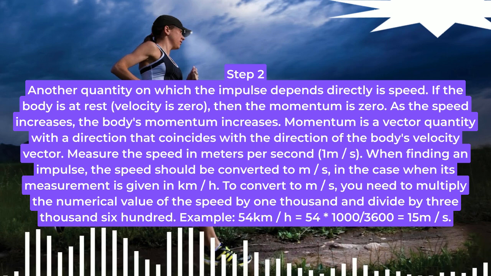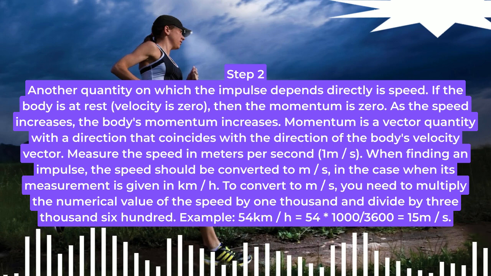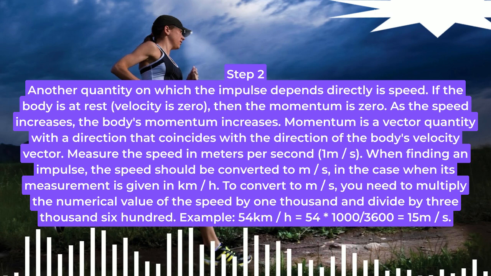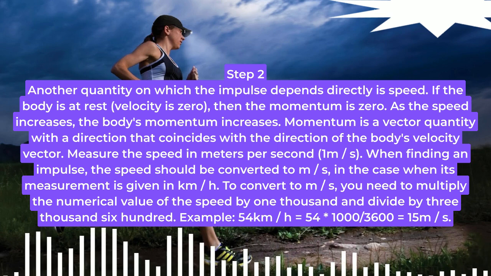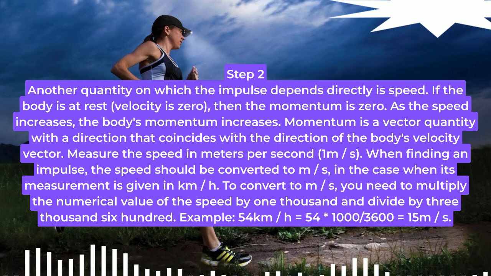When finding an impulse, the speed should be converted to m/s in the case when its measurement is given in km/h. To convert to m/s, you need to multiply the numerical value of the speed by 1000 and divide by 3600. Example: 54 km per hour equals 54 * 1000/3600 equals 15 meters per second.